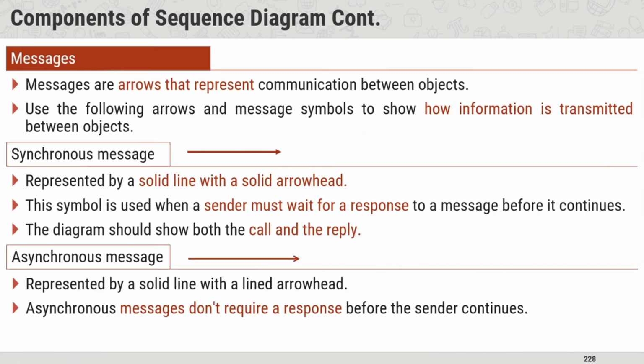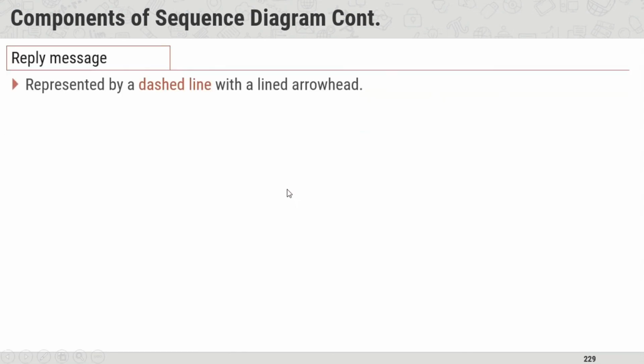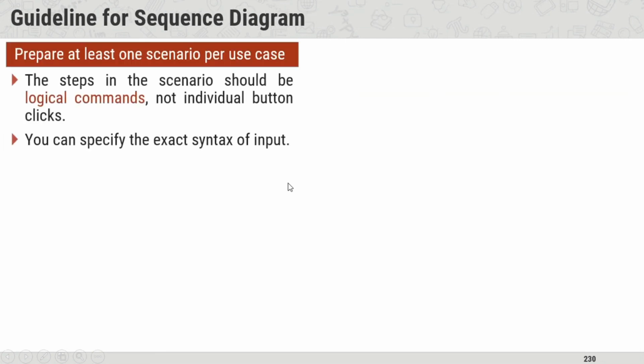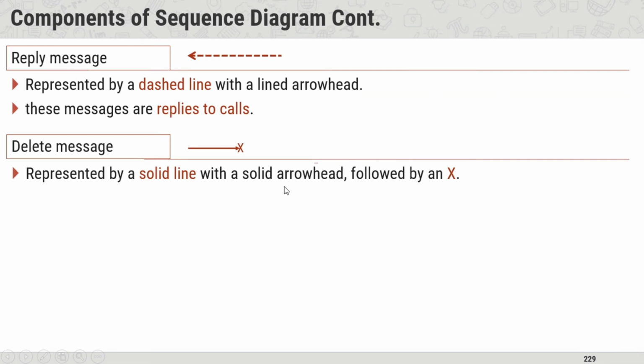So if you are having a synchronous or asynchronous message, you will draw the arrows. If you want to give a reply message, that will be drawn by using a dashed arrow. If you want to delete, you will draw the arrow, and at the end you will write the X symbol. So here X denotes the end. If you want to delete the message again, you will write the X at the end of your solid line.